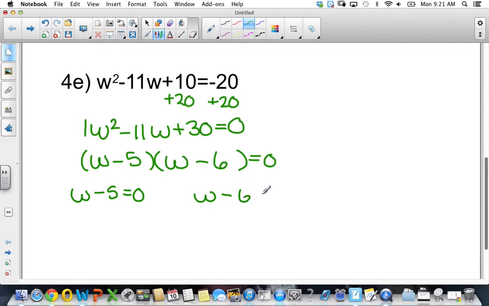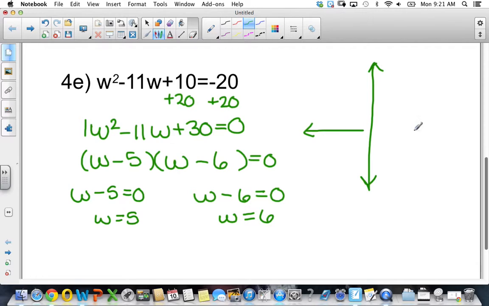Because in order for this to equal 0, one of these factors has to be 0. So I have to find what values of w could make this left-hand side 0. So I set each factor equal to 0. I add 5, in this case, I get w equals 5. On this one, I add 6, I get w equals 6. So this quadratic, when you graph it, though it's not going to be completely accurate, I know its two zeros are at 5 and 6.